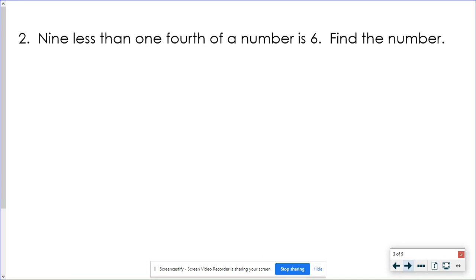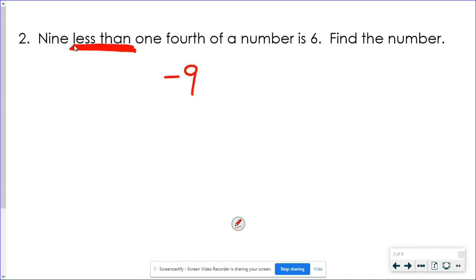So the second problem on the examples, 9 less than 1/4 of a number is 6. In the last problem, when I said more than, I just wrote 2 and then plus. Less than does mean subtract, but it's the tricky kind of subtraction where I have to change the order. So for instance, if I said 9 less than 10, I'm not doing 9 minus 10, I'm doing 10 minus 9. It is a subtraction, but the 9 goes after the subtraction.